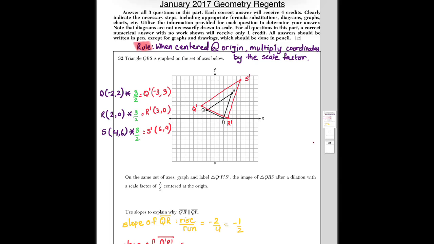And let's find the slope of Q prime R prime. It is going down 3 units. Since it's going down, it's -3/6. You can count that, and that also simplifies to -1/2. So now what can I say? They both have the same slopes, right? Same slopes. Therefore, these 3 dots mean therefore, Q prime R prime is parallel to segment QR.